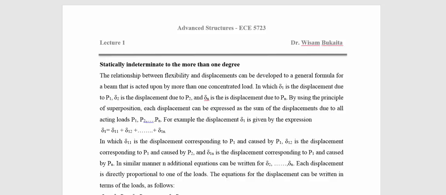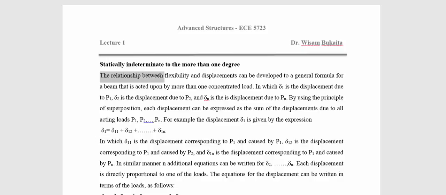Hi everyone. Today's lecture is about structures that are statically indeterminate to more than 1 degree. In the previous lecture, we solved an example about an indeterminate structure to the first degree. Now, how can we solve a statically indeterminate structure if it's more than 1 degree?